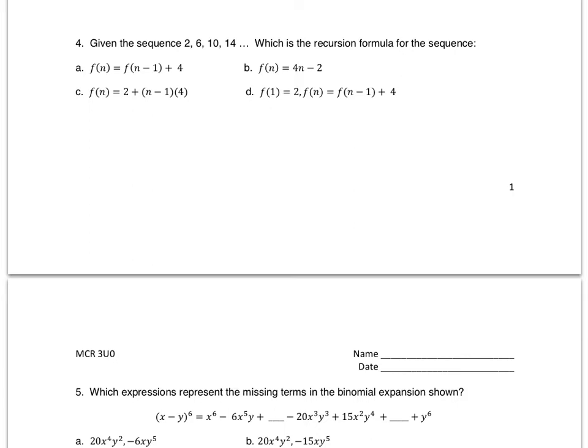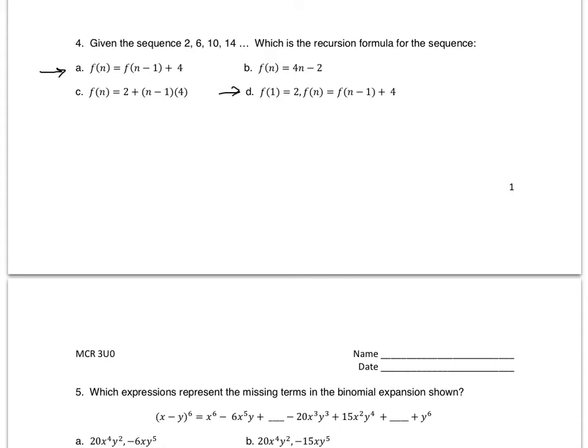The next question says, given the sequence 2, 6, 10, 14, which one of the following is the recursion formula for the sequence? If you look at the sequence, you can see that every term is 4 plus the previous term. 6 is 2 plus 4, 10 is 6 plus 4, and 14 is 10 plus 4. So you can say that the answer is either this one or this one.